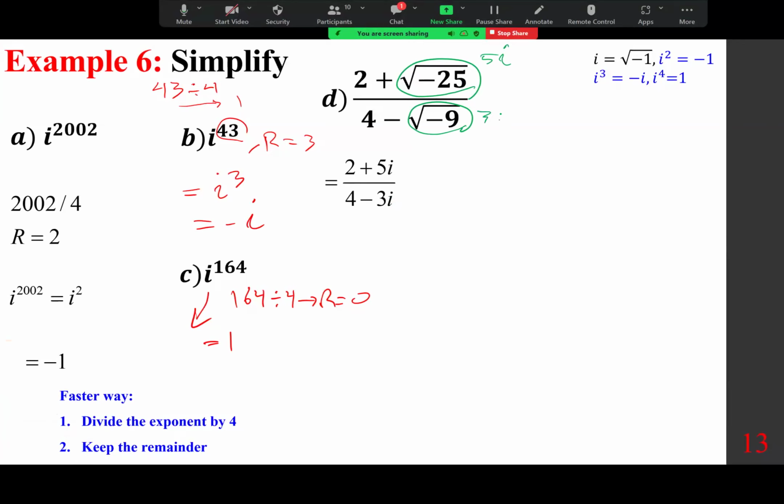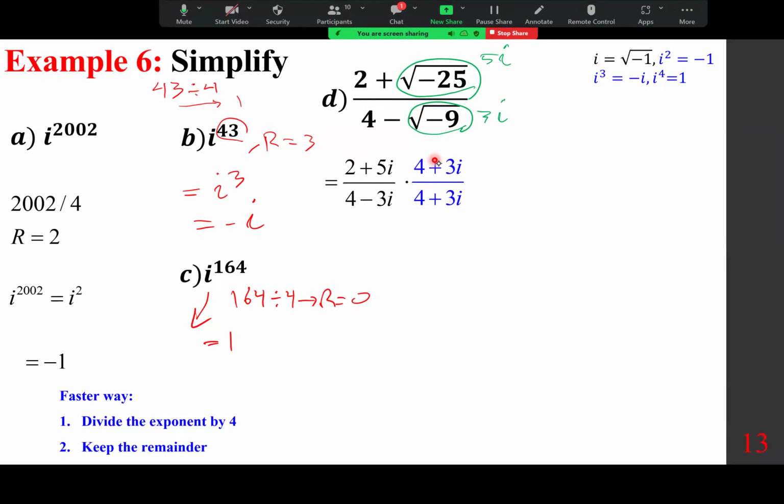This becomes 3i, and because we are dividing, we are going to multiply and divide by the conjugate of the denominator, which is 4 plus 3i. So we're going to multiply and divide by that. Again, first, the denominator is simple. It's a squared plus b squared, so 4 squared plus 3 squared. And then we are going to do this.